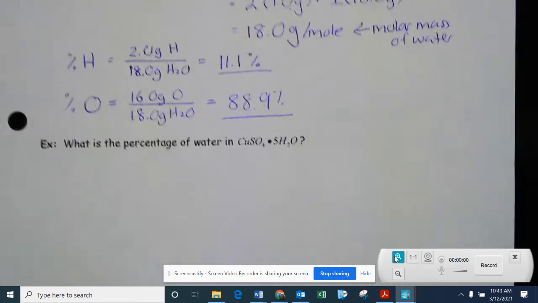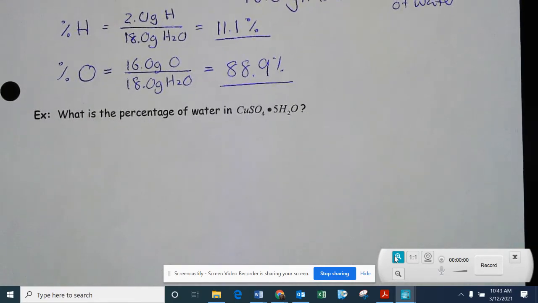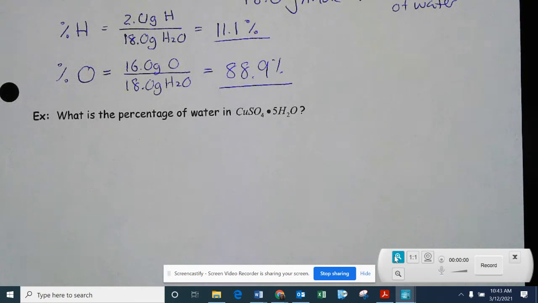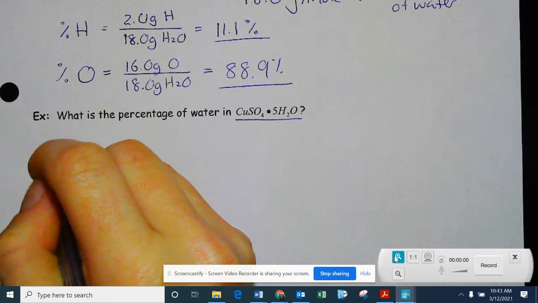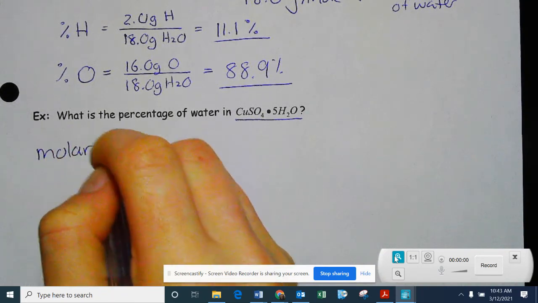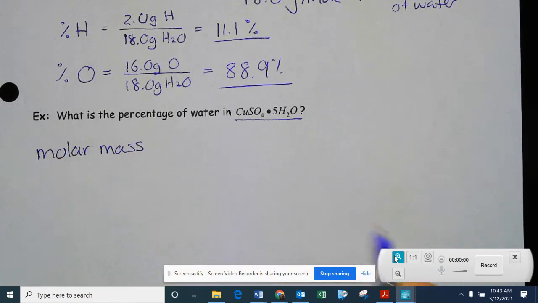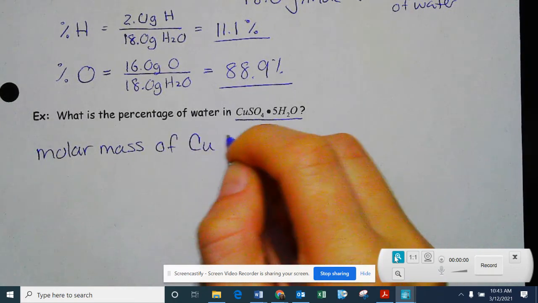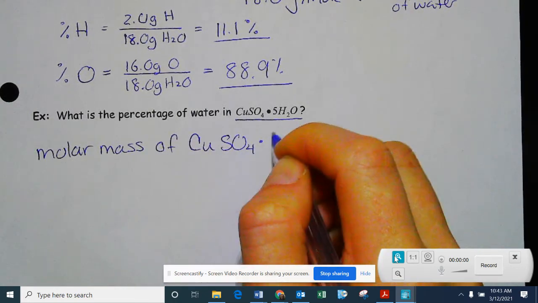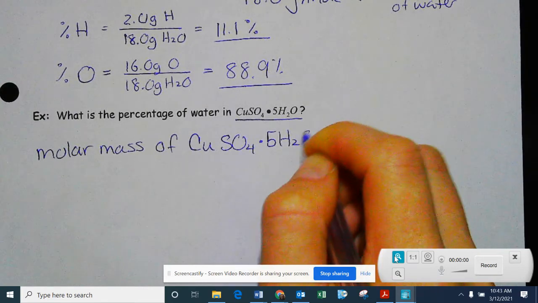Okay, so let's do copper sulfate pentahydrate. All right, I'm going to give you all a moment. I want you to find the molar mass of this. So work with whoever's at your table. You're finding the molar mass of copper sulfate pentahydrate.